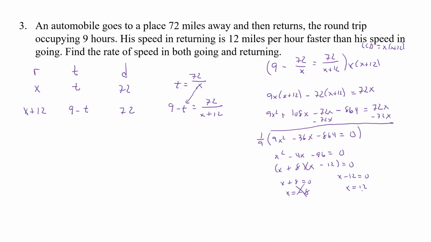And so here we have x, so that's going to be the rate going, which is slower. And so that's going to be 12, and we're in miles per hour in this one. And the faster is going to be 12 miles per hour faster than that, so 12 plus 12 is 24 miles per hour.